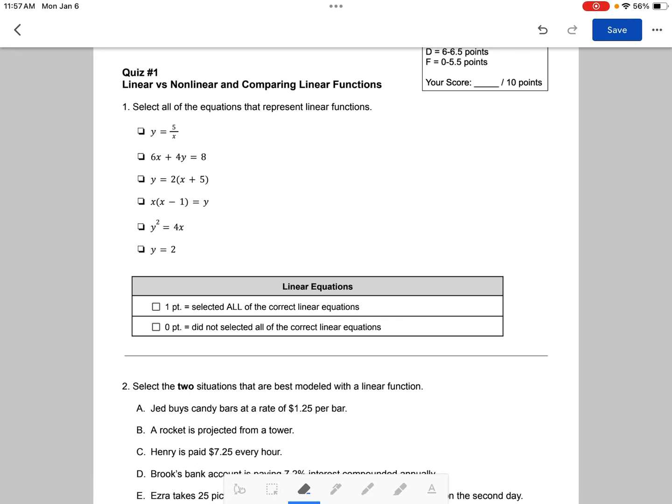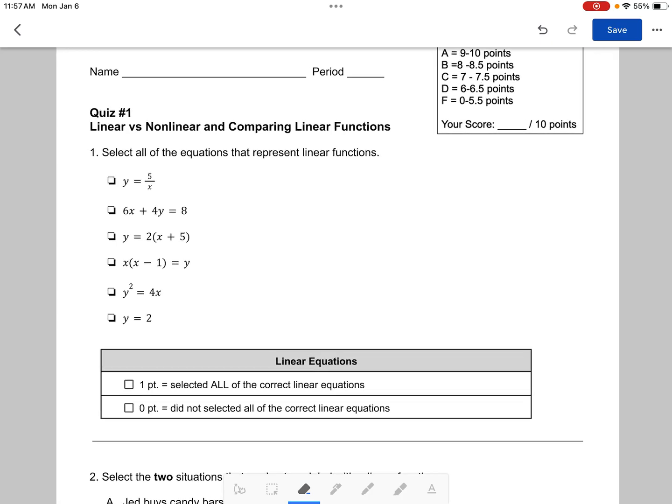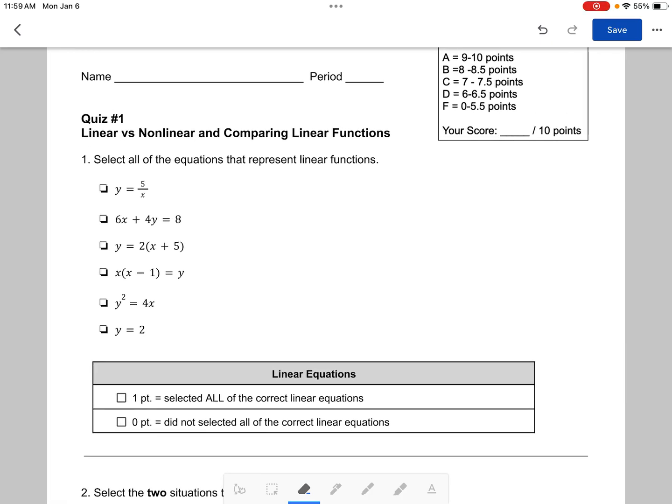Hi friends, today we're talking about our linear versus nonlinear and comparing linear functions quiz. And we're starting with number 1. It says select all of the equations that represent linear functions.